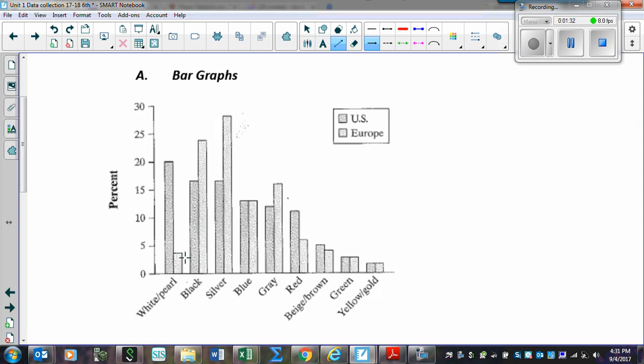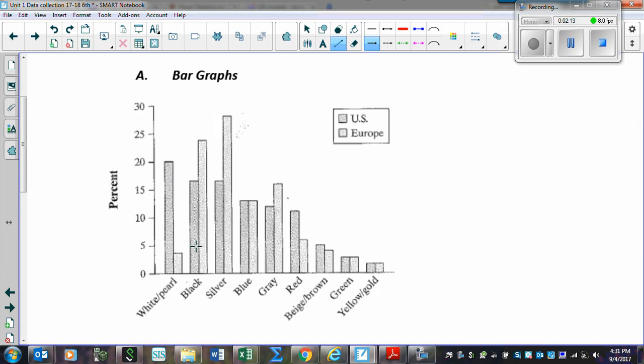But you'll notice that there's a space between every pair. The reason for that is that the order of this is not important, and someone just picked that order. You could have done silver and then red and then beige, and you wouldn't be able to tell the shape based on this. All they really did was take, in descending order, the percent in the US. So this is the order of the percent in the US, but it's certainly not that in Europe.